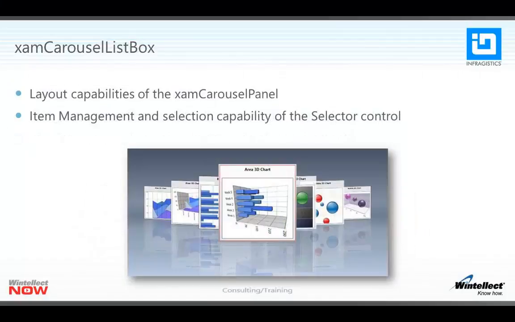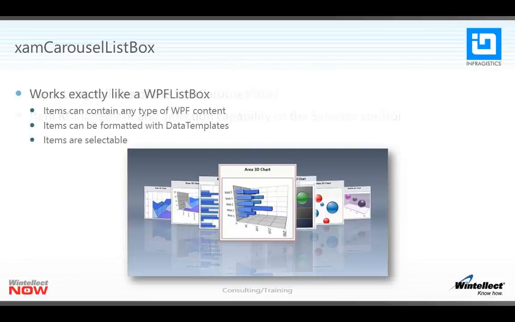The XAM carousel list box combines the layout capabilities of the XAM carousel panel with the item management and selection capability of the WPF selector control class. The WPF list box is an example of a selector control. As a result, the XAM carousel list box works exactly like a WPF list box. Carousel list items can contain any type of WPF content. Items can be formatted using data templates, and all items are selectable.